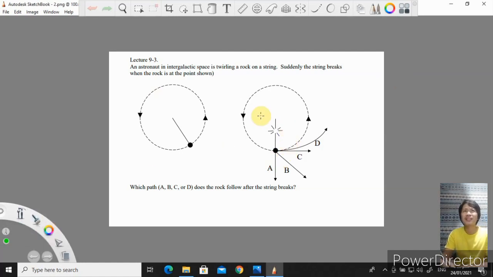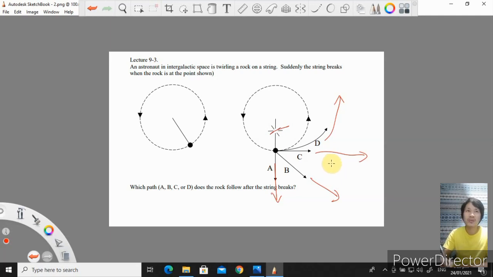An astronaut in intergalactic space is twirling a rock on a string, and then suddenly the string breaks when the rock is at the point shown below. So at this point, the string breaks. So the question is this: which path, A, B, C, or D, does the rock follow after the string breaks? Okay? So after the string breaks, will the object move in this direction, or this direction, B, or along the tangent in this direction, letter C, or will it go on a spiral outward motion, letter D?